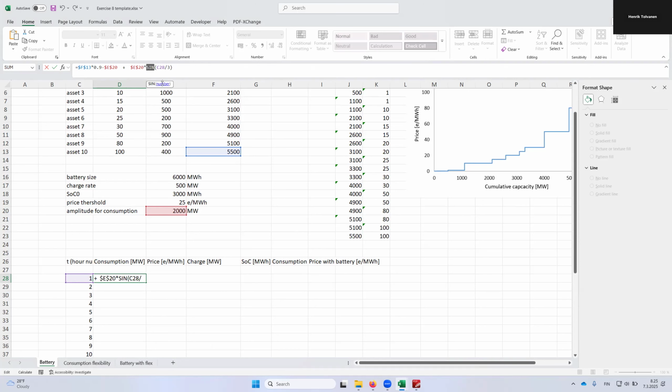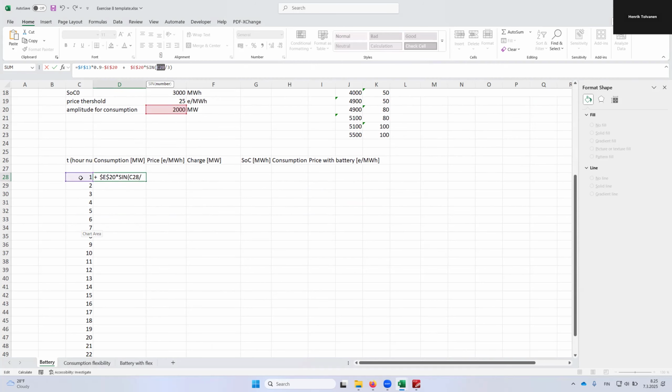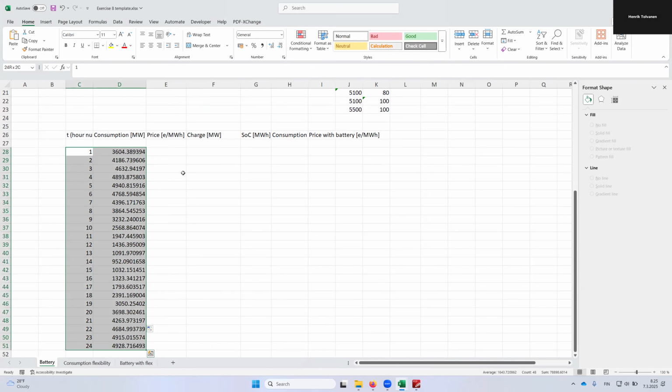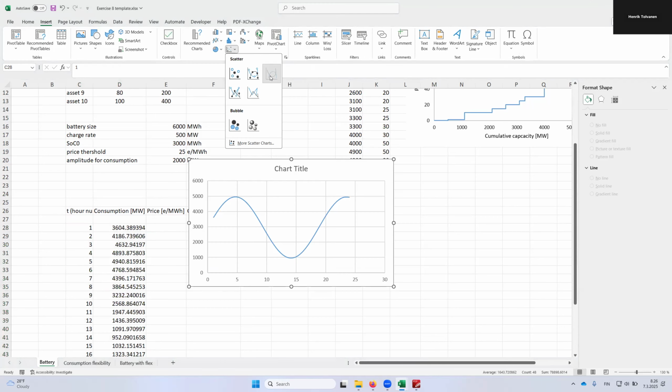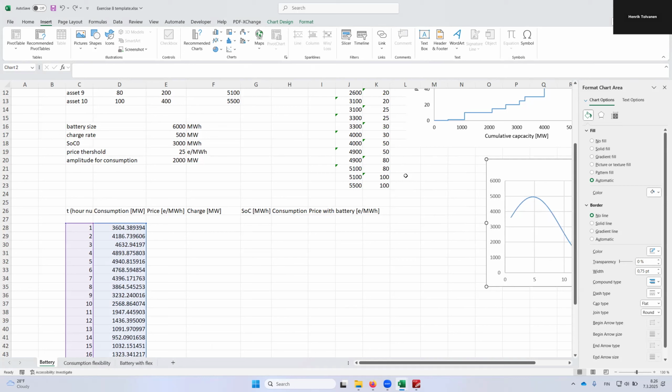So amplitude times sin, and in the columns you're going to have this time. So this is not actually time, this is the number of the hour. And I decided to have it divided by 3. So it's going to make a nice change in the consumption. That's going to be a sin wave. And if we want to modify it, we can decrease the amplitude, for example, if we feel that it's a bit too drastic of a change. But let's leave it like that. So now we have some sort of a consumption in here.